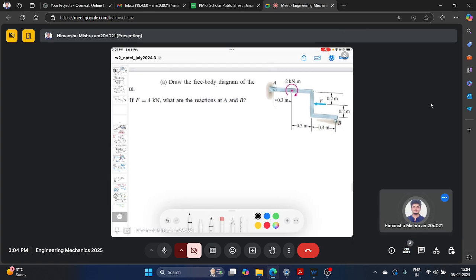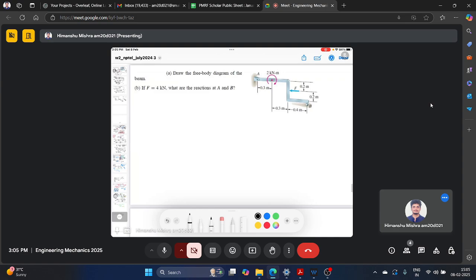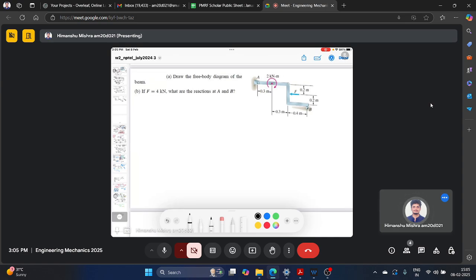Okay, so hello everyone. In the last class, we looked at some problems related to equilibrium, and we will solve one or two more problems, and then we will move to trusses. There we will be solving the problems by method of joints. But before moving to trusses, let's solve a couple more problems.